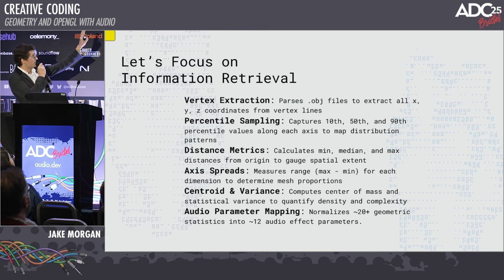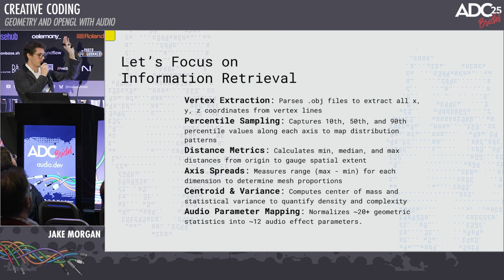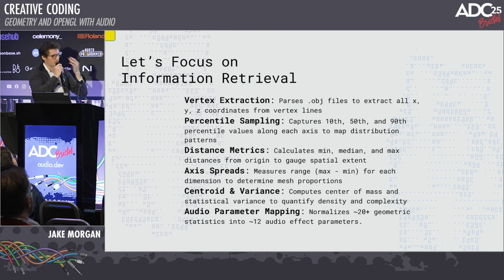Very basic step by step. We're going to take vertex extraction. We're going to parse our OBJ file. Now, if you're doing this more custom and just assigning all the vertices by hand, you'll be extracting all your X, Y, and Z coordinates. You're going to move on to percentile sampling. You're going to take 10th, 50th, and 90th percentile values, and we'll map those to distribution patterns. We're going to take distance metrics: min, median, maximum distances from the origin. Our axis spread, we're going to measure the range between each dimension to determine the proportions of the mesh.